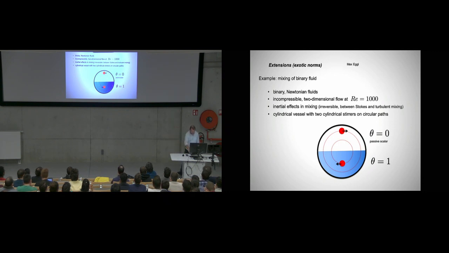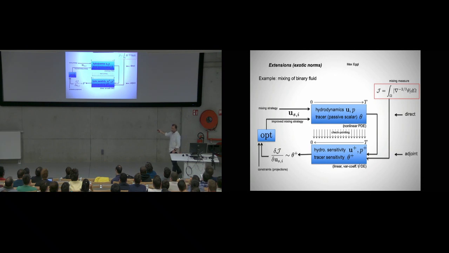So this is exactly the same thing. This is the hydrodynamics. We also have to have an equation for the tracer. This is a nonlinear PDE. We have to do checkpointing. There's no way around that. This is the adjoint, the sensitivities come out, the optimization, all these things, you should be familiar with now. So the mixing strategy is what we want to play with.